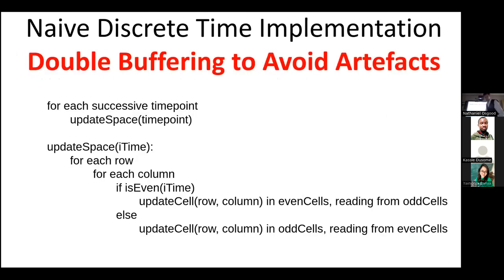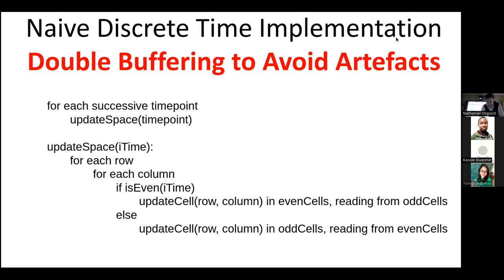The double buffering one is shown here. The basic idea is you have even cells and odd cells. If time is even, you're going to be reading from odd cells and updating into even cells. And then during the other time step, the odd time steps, you do the reverse. You're reading from even cells and updating into odd cells. So you go back and forth between these two. One represents your current situation and one represents your next situation.